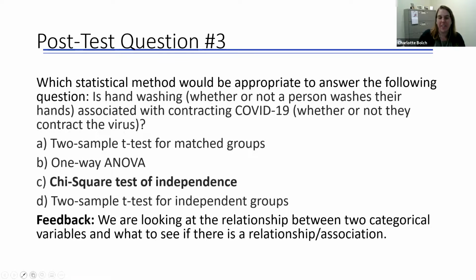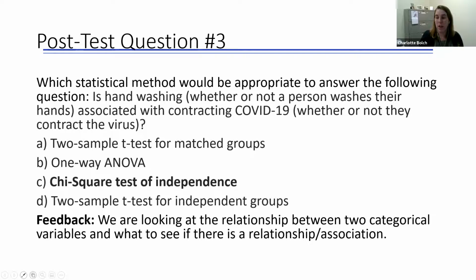So for our chi-square test, remember we're looking at this relationship between 2 categorical variables. So they're hand washing or they're not, and they either have or they don't have the virus. So remember, that's a categorical variable. They're either in one category or they're in the other category. And we're wanting to see if there's a relationship or association.